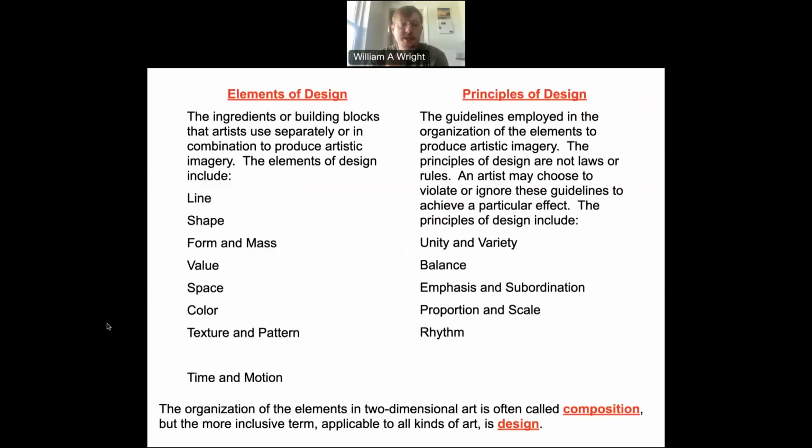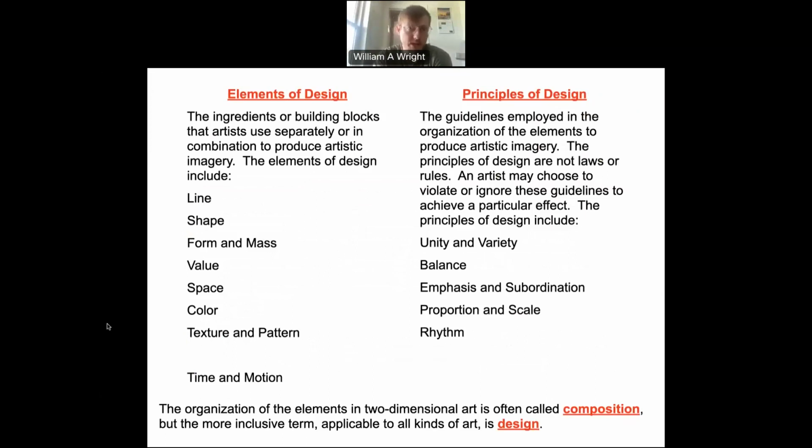So here's the side by side. Again, we looked at the elements of art or the elements of design. Elements and principles are how I usually refer to them, but whether it's talking about design or art, it's pretty interchangeable. Usually I call it elements of art, principles of design.